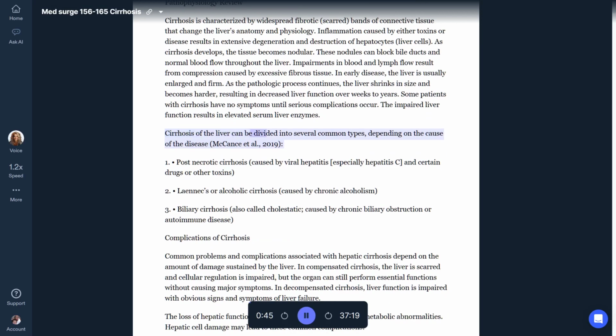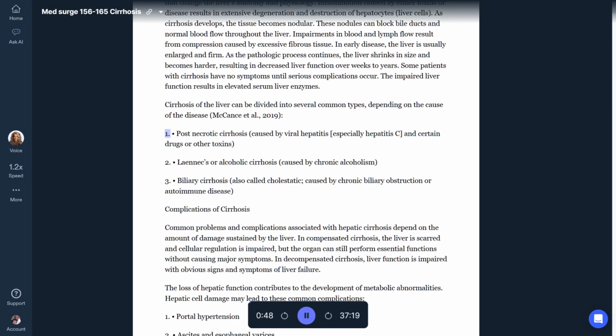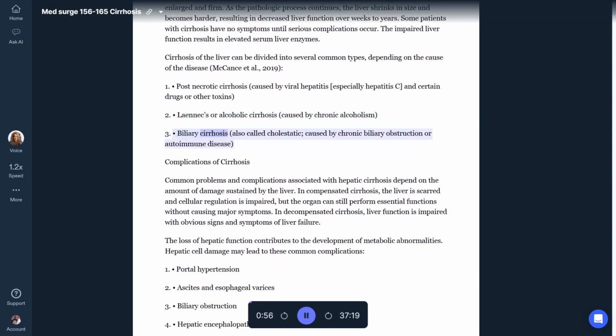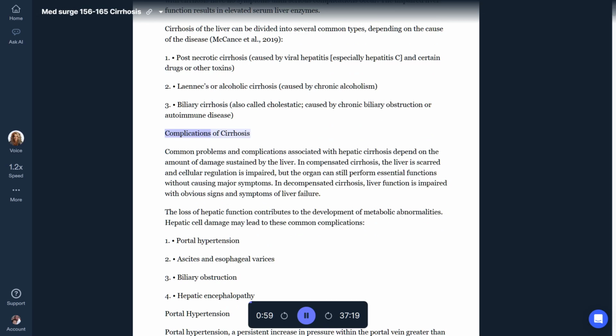Cirrhosis of the liver can be divided into several common types, depending on the cause of the disease. 1. Post-necrotic cirrhosis. 2. Laennec or alcoholic cirrhosis. 3. Biliary cirrhosis.